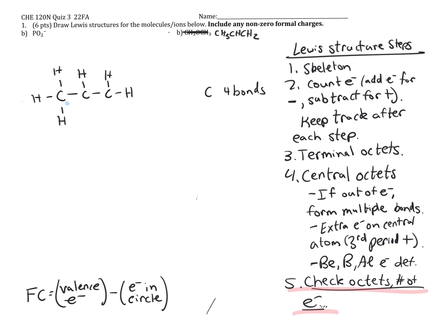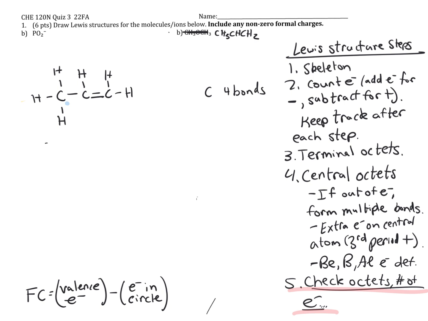And so to fill out the structure, we can add a double bond here between the 2 carbons. That will get each atom to its octet. And again, if we check our formal charge, we have 4 minus 4 for the carbon on the left, 4 minus 4 for the carbon in the middle, 4 minus 4 for the carbon on the right.